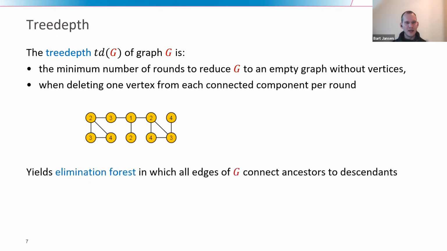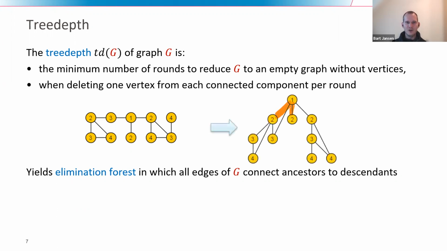And you can represent the sequence of choices that you made when eliminating the graph into a tree-like structure. So what I do is the first vertex that was eliminated from the graph, I draw it at the top. In the next round, I eliminated one vertex from each component. I draw them as children. For each component, I eliminated a vertex in the round after. I draw it as their children. So the lines in orange represent basically the tree structure of the rounds.